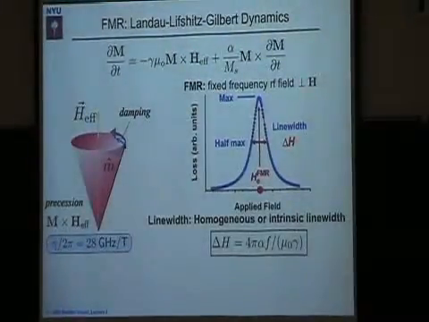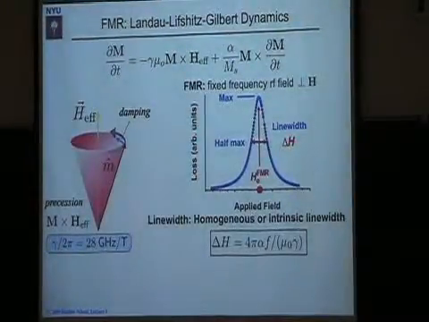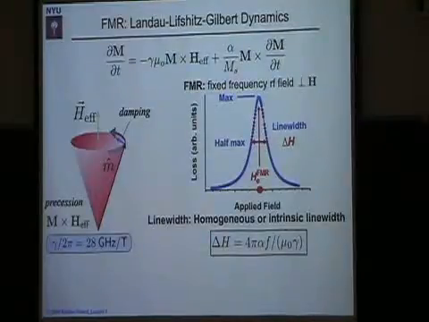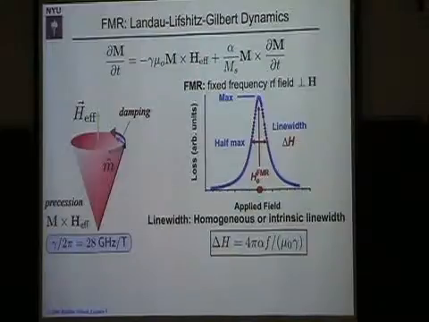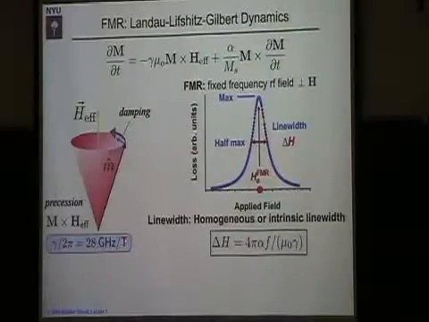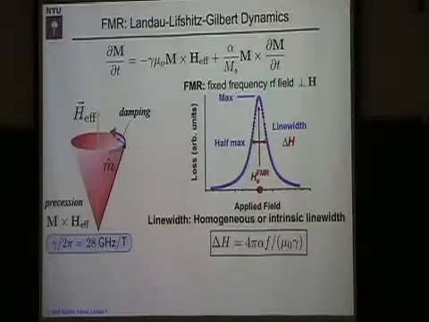So this shows you what a typical absorption experiment would give you. This is the loss versus applied field. At a fixed microwave frequency, you apply a small AC field that's usually perpendicular to the main applied field. This is the typical scale. We're talking about microwaves, so internal fields in a ferromagnet associated with anisotropy and applied field are on the order of Tesla. So you have 28 gigahertz per Tesla. That gives you the rough scale of the phenomena.